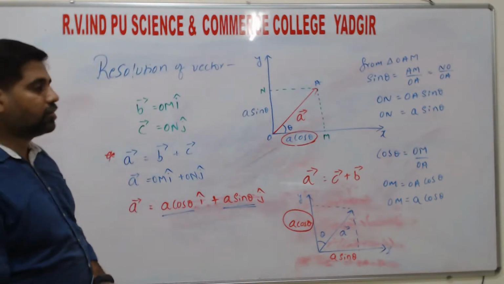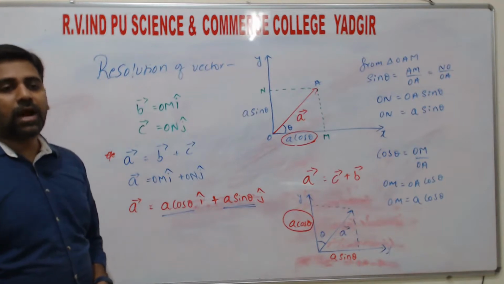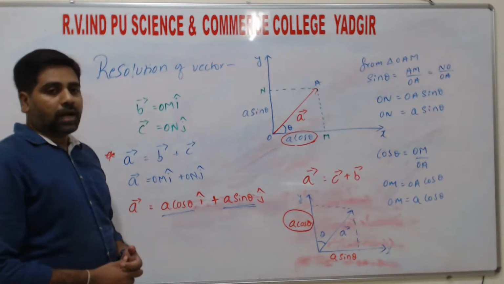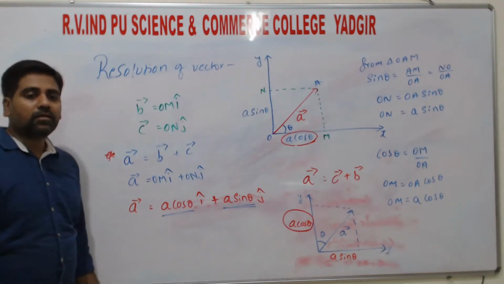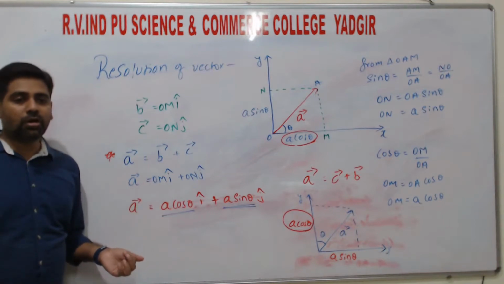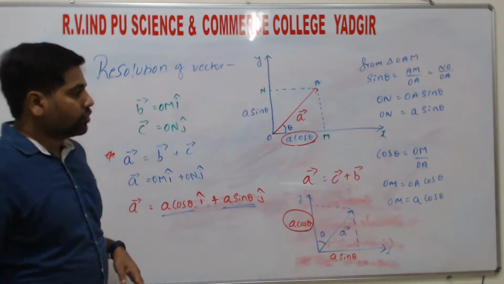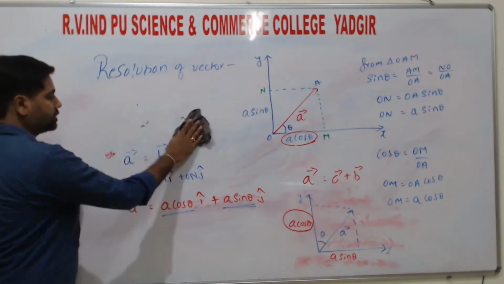Right? So this is about the concept of vectors, that is scalars and vectors, types of vectors, and vector algebra: addition of vectors, subtraction of vectors, and the laws of vector addition, and here we have the resolution of vectors, right? So this is about the concept of vectors.